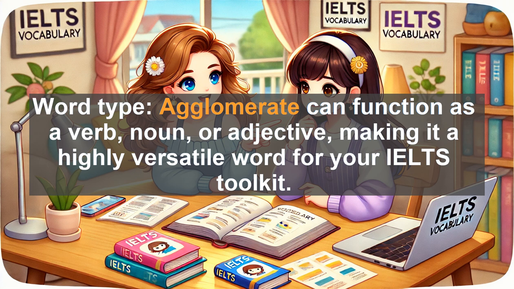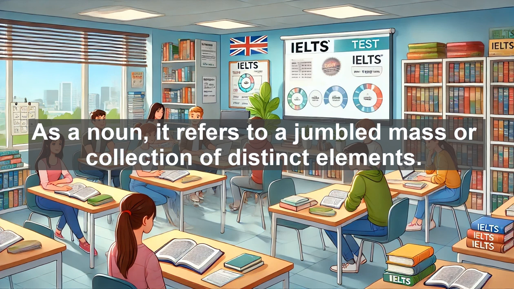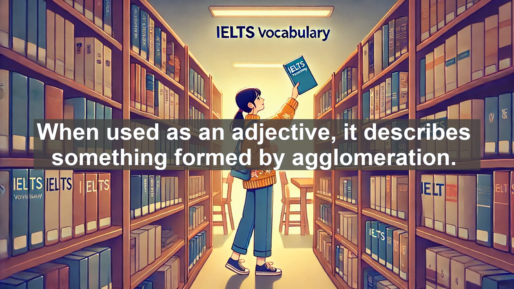Word type. Agglomerate can function as a verb, noun, or adjective, making it a highly versatile word for your IELTS toolkit. Meaning, as a verb, agglomerate means to collect or form into a mass or group. As a noun, it refers to a jumbled mass or collection of distinct elements. When used as an adjective, it describes something formed by agglomeration.